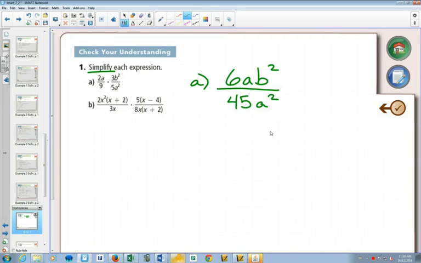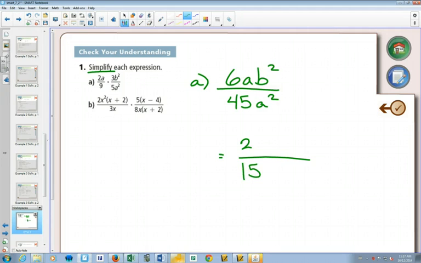Some of you might have chosen to simplify some things early. That would have been okay. I'll show you what that looks like as well. But if you multiplied across the top and multiplied across the bottom, this is what you would get. And then to simplify it completely, you'd have to look at your numbers. 6 over 45, can I simplify that fraction? Is there a number I can divide both of them by? 3. And then that would leave you with 2 and 15, right?